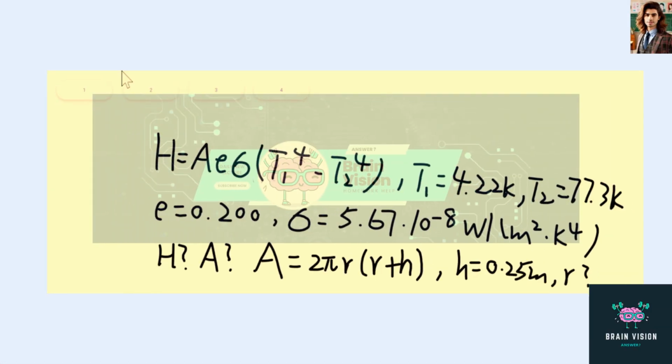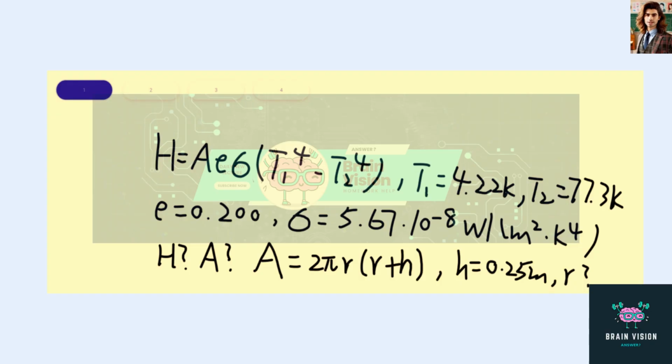The question was asking us how much helium is lost per hour. In order to determine how much helium is lost per hour, we need to figure out how much heat was burned. How much heat was burned is related to the heat currents equation, which is the net heat radiation equation. It's H equal to A times E times sigma times T1 to the power 4 minus T2 to the power 4.